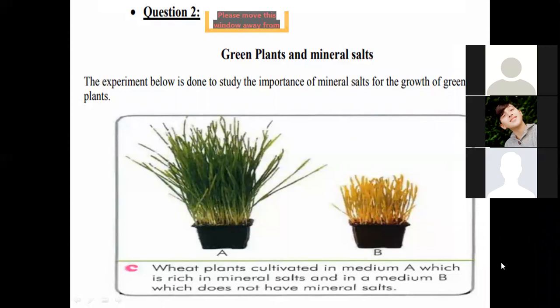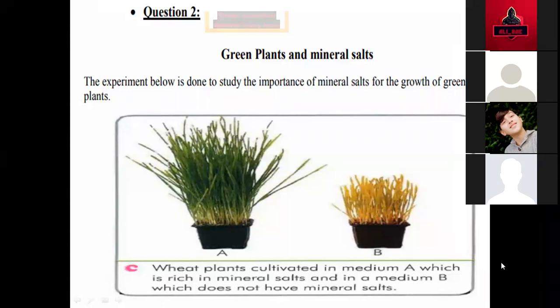Okay, what is the aim of this experiment? The aim of this experiment is to study the importance of mineral salts for the growth of green plants. Very good. Excellent. Excellent, Ya Ali. Thank you.